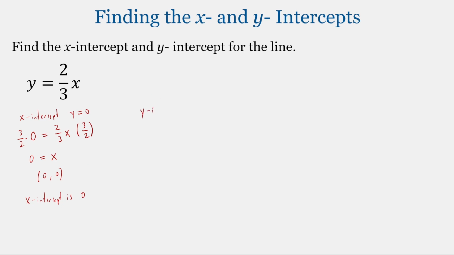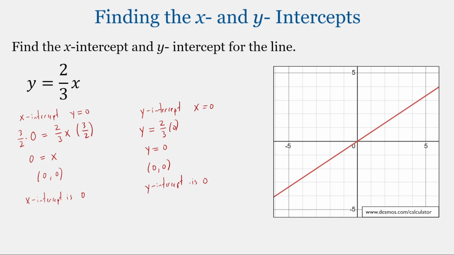Now let's find the y-intercept. And again, for all y-intercepts, the x value will be equal to 0. So now we're going to set all of our x values to be 0. So we have 2/3 times 0. That gives us y equal to 0. And again, we have the origin. So the y-intercept is also 0. And if we look at this graph, it appears that the line goes straight through the origin.